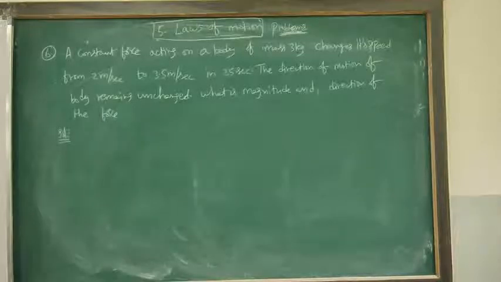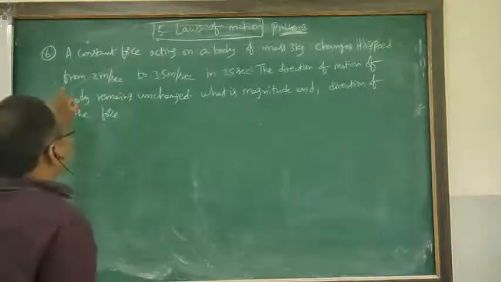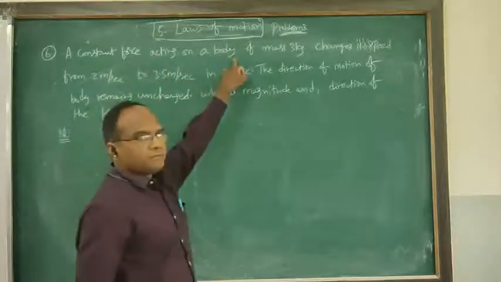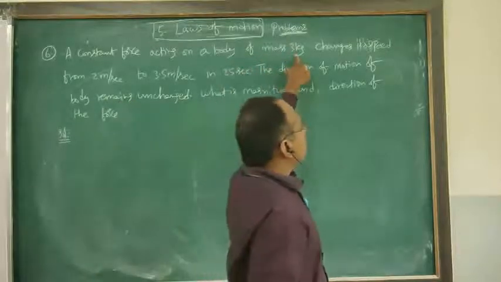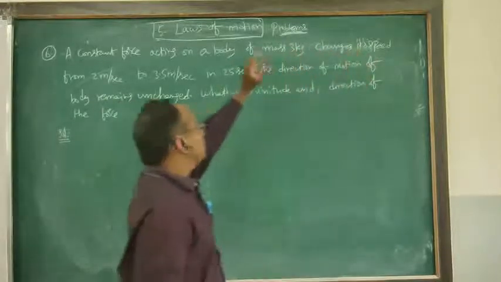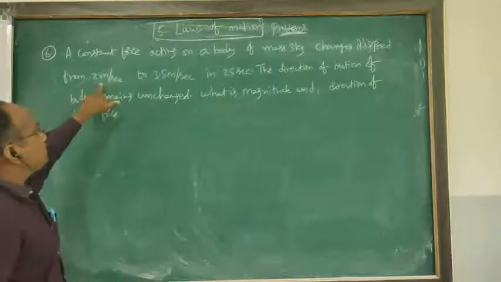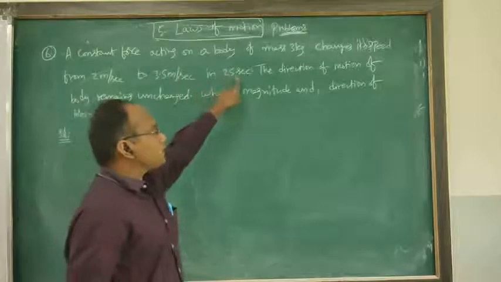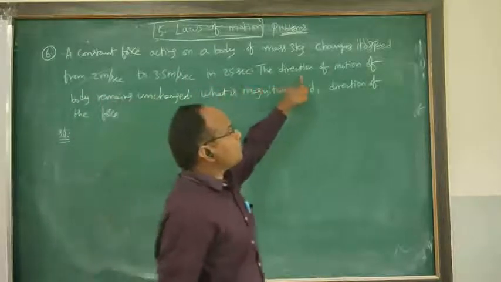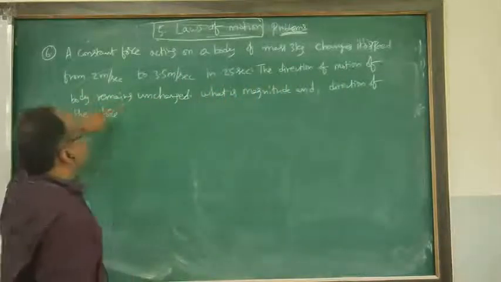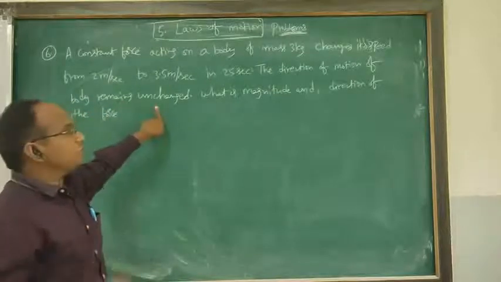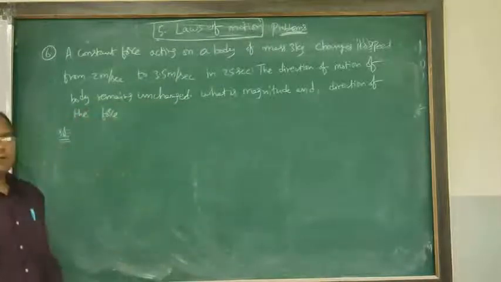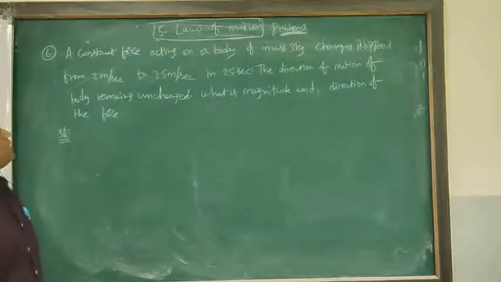Now, sixth question, 5.6. A constant force acting on a body of mass 3 kg changes its speed from 2 meter per second to 3.5 meter per second in 25 seconds. The direction of the motion of the body remains unchanged, meaning it is not changing at all. What is the magnitude and direction of the force?